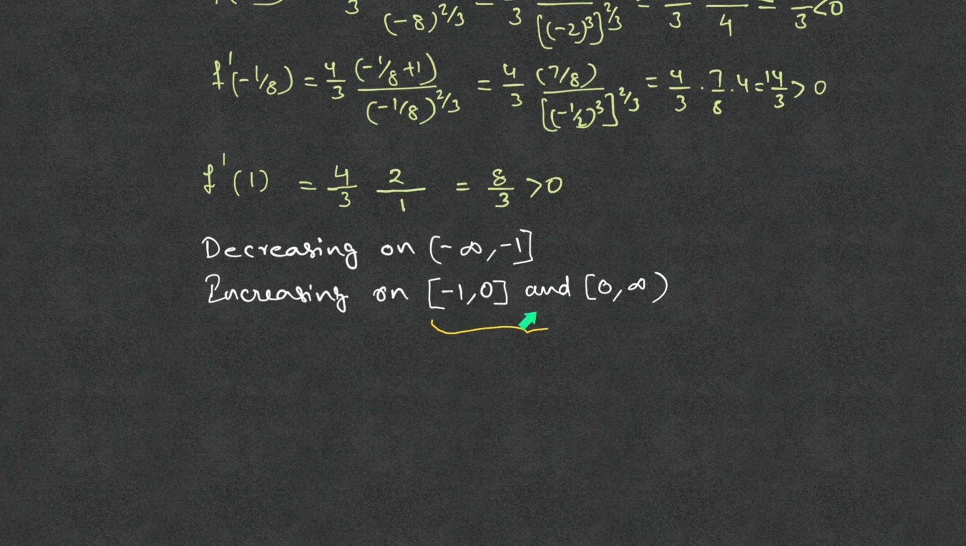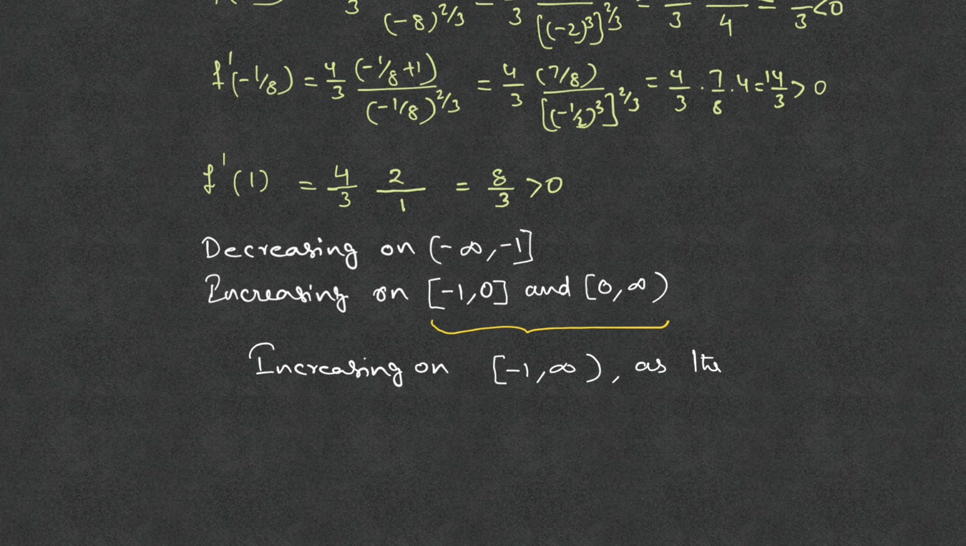Combining the two intervals, we can say the function is increasing on the interval negative 1 to infinity, including negative 1, as the function is continuous at x equals 0 and at x equals negative 1.